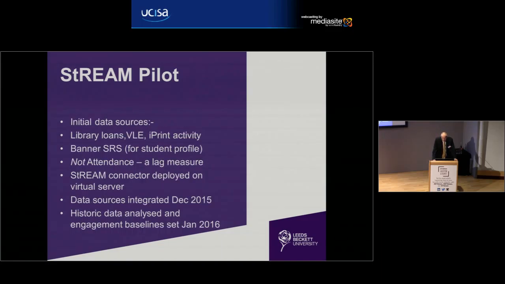So we started modestly really by looking at the fluid data streams of library loans, VLE, and our on-campus printing multifunction device activities. We've harvested data from our Banner student record system simply for student profiling to help tutors understand more about the student record. We're not bringing in attendance data for the purposes of measuring engagement, and we believe it's a lag measure really. It's something which by the time you've trended attendance and seen a flat line, it's too late. You've probably lost the student.